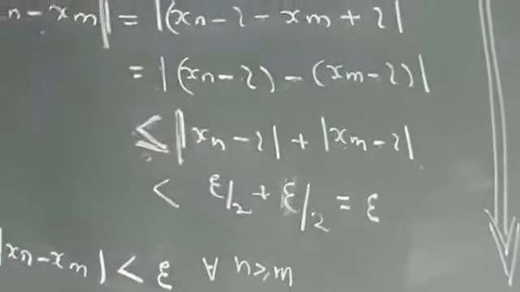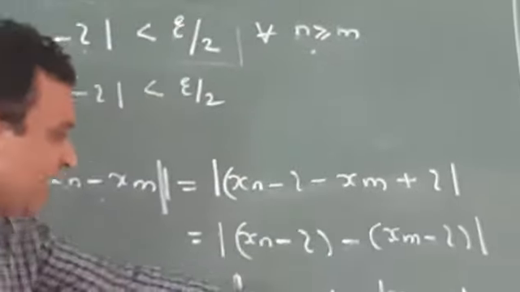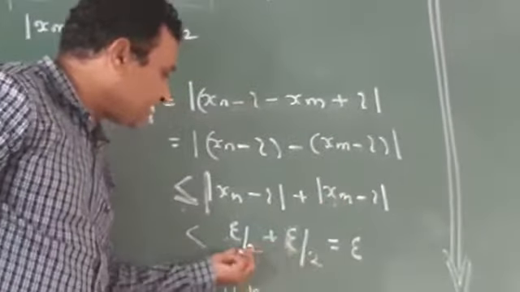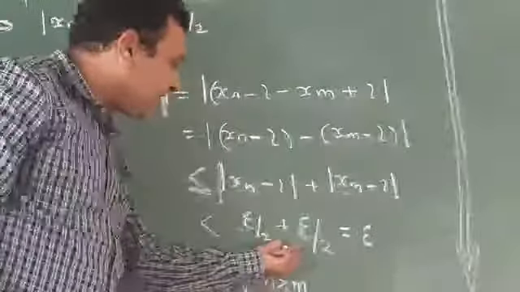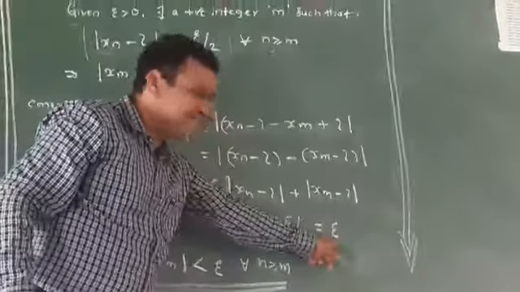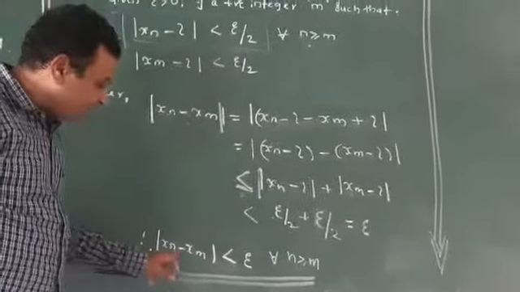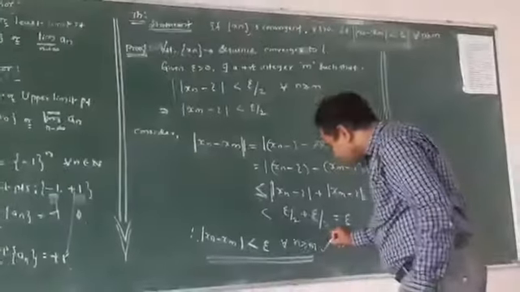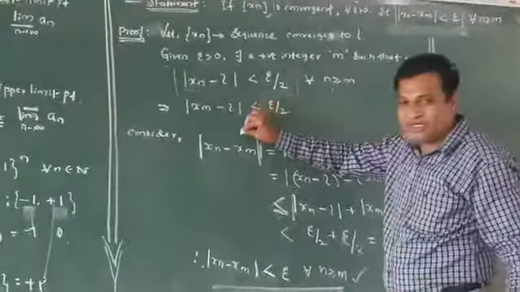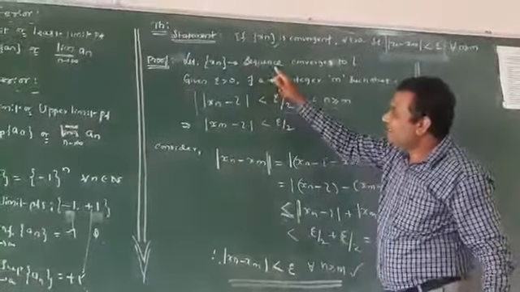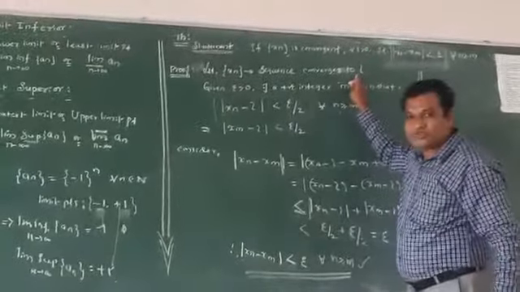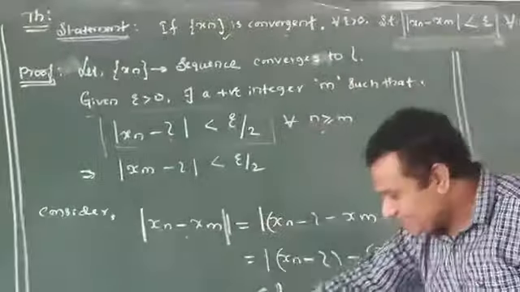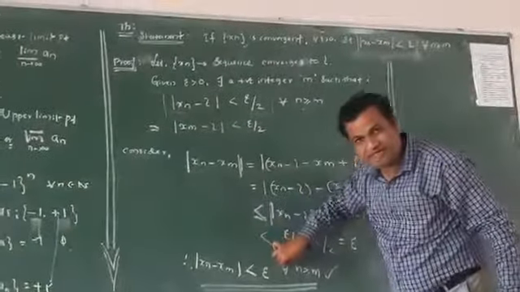Xn minus L is less than epsilon by 2, and Xm minus L, one is Xn and another is Xm, is also epsilon by 2, so it is epsilon by 2 plus epsilon by 2. By taking the LCM, the 2 will cancel, so it is epsilon. Therefore Xn minus Xm is less than epsilon for every n, m greater than or equal to N. So this we have proved by considering the limit definition, by taking Xn as a sequence that converges to L. If Xn is convergent, you have to show that Xn minus Xm is less than epsilon. Okay.